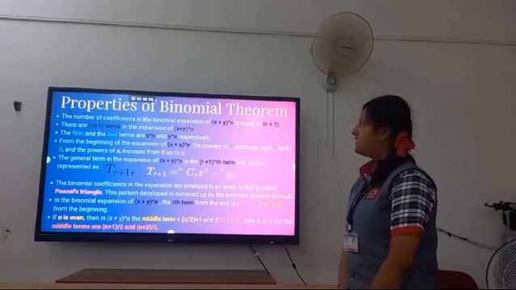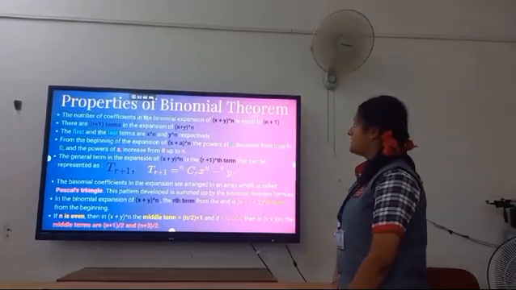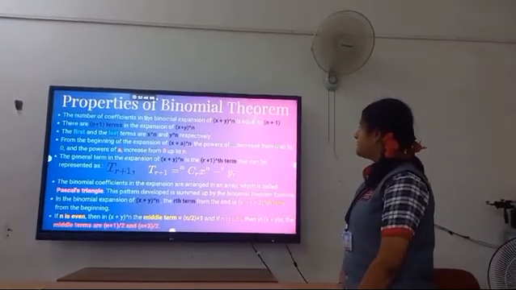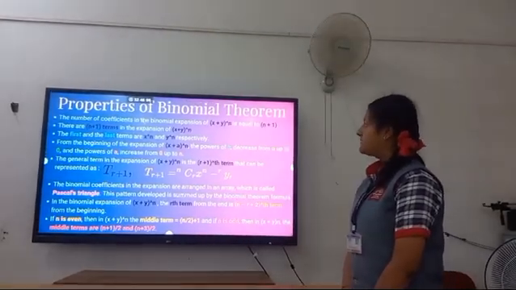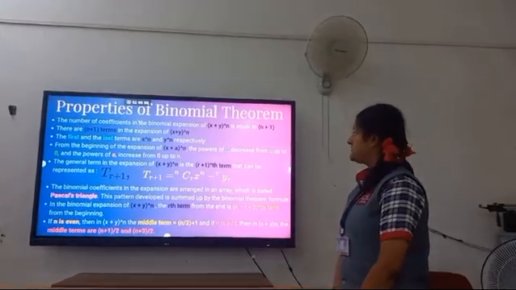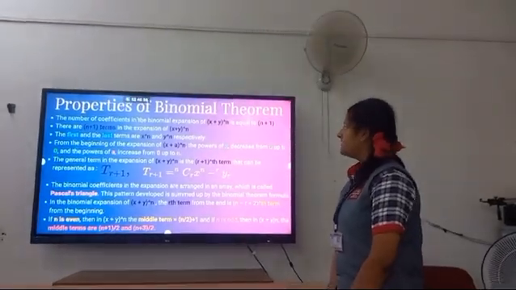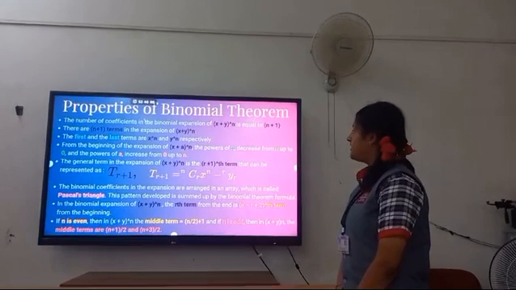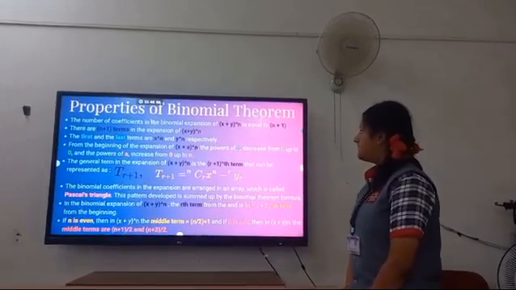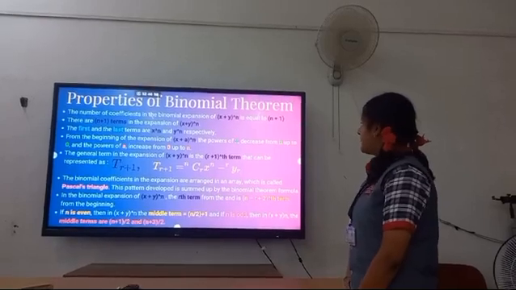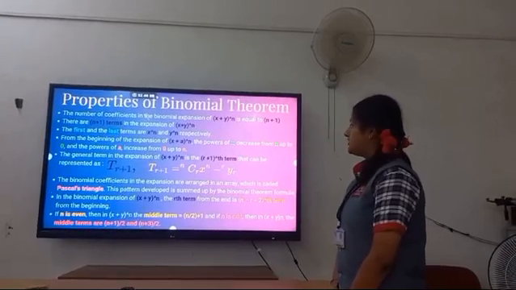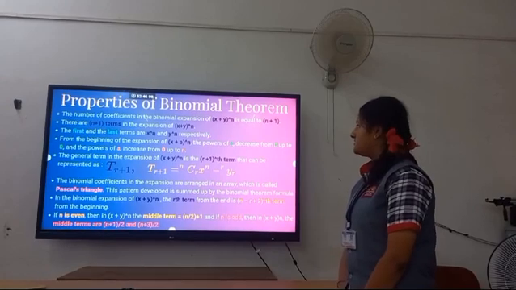Properties of binomial theorem. The number of coefficients in the binomial expansion of (x + y)^n is equal to n + 1. There are n + 1 terms in the expansion of (x + y)^n. The first and the last terms are x^n and y^n respectively. From the beginning of the expansion of (x + a)^n, the powers of x decrease from n down to 0 and the powers of a increase from 0 up to n.